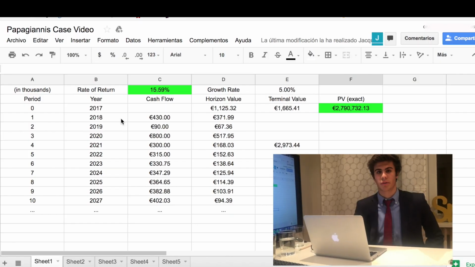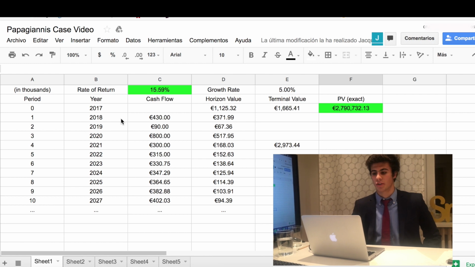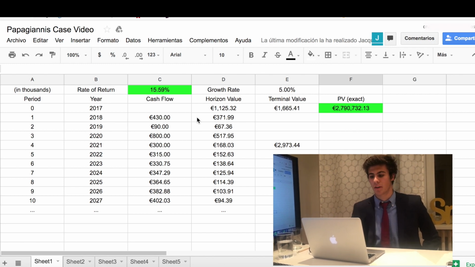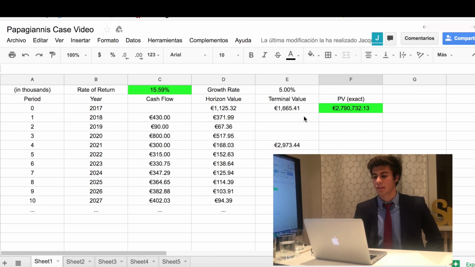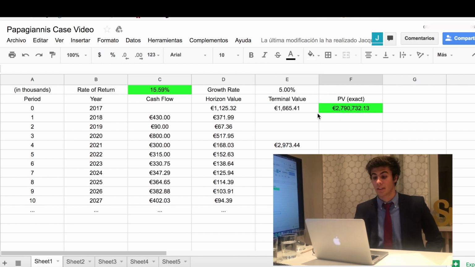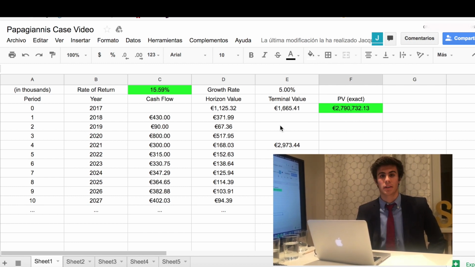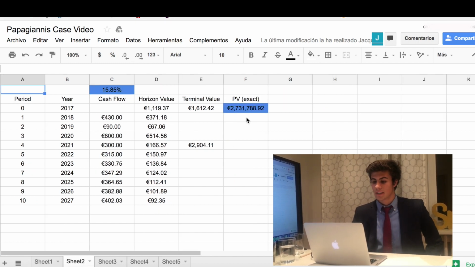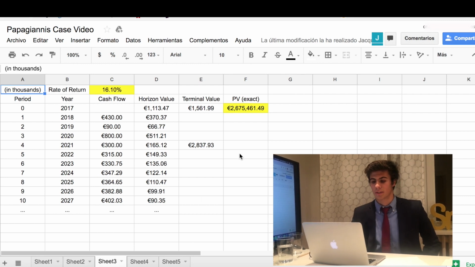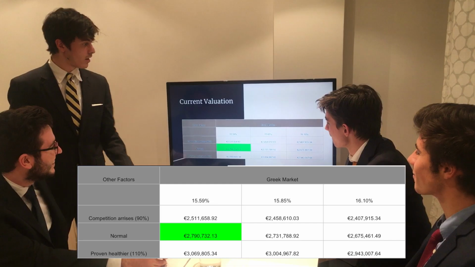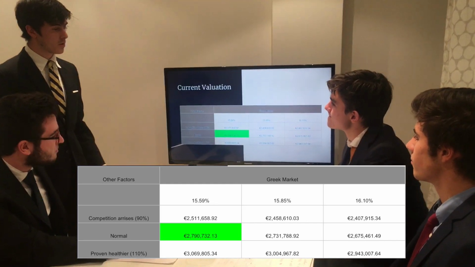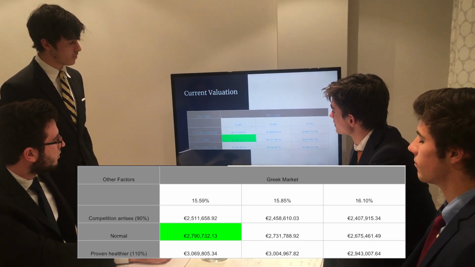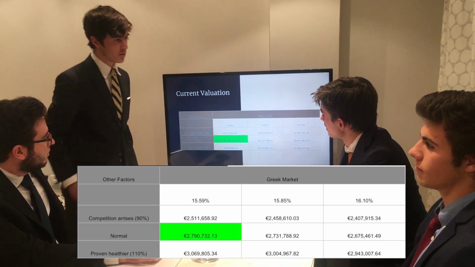This range is used to find the present value of Papagiannis, which is given by the sum of the horizon value and the terminal value. We found that it is 2.79 million with the lowest rate of return, 2.73 million with the median rate of return, and 2.67 million with the highest rate of return. As you can see here, my colleagues have put a chart in of the amount of money we calculated from our different percentage rates.